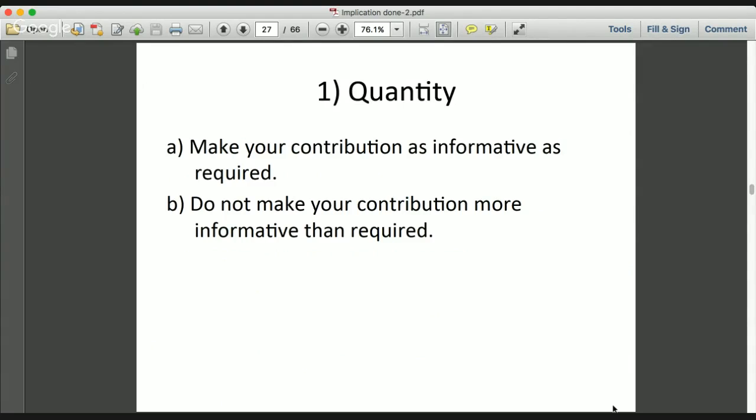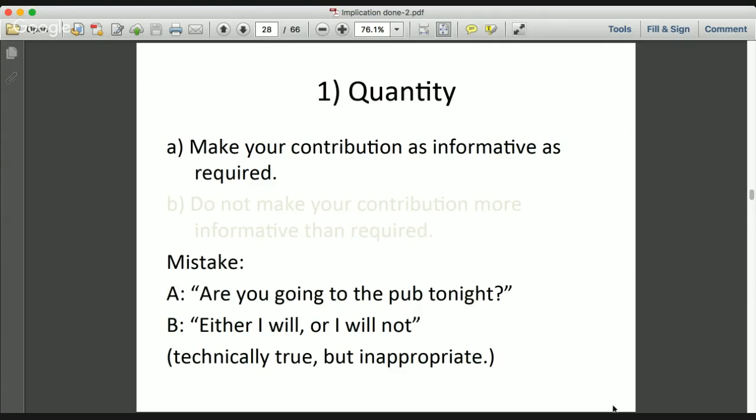Let's have a look at a bit of it, because I really liked these when I was researching, so I've gone into some detail about the first couple. Let's look at quantity. What does he mean by "make your contribution as informative as required"? Here's a way of going wrong. A says, "Are you going to the pub tonight?" And B says, "Either I will or I won't." Technically speaking, he hasn't violated a logical law. What he said is true: either I will or I won't. But it's inappropriate, and doesn't help A. It's less informative than required.